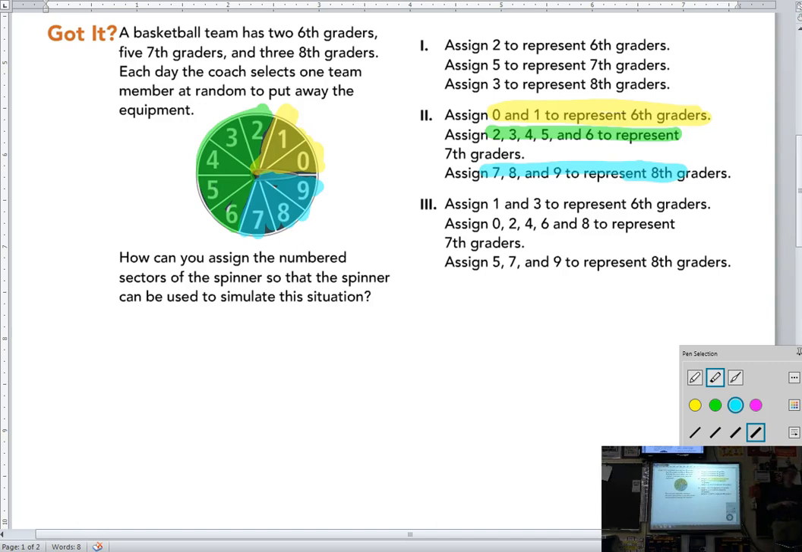Does every outcome, like each person, have an even chance? I think so. Yep. Well, if I am 0, you are 1, and then 2, 3, 4, 5, 6, if each person's a number, then yeah, every person has an even outcome. Now, what's the difference between 2 and 3? Take a second. Just look at it and think.